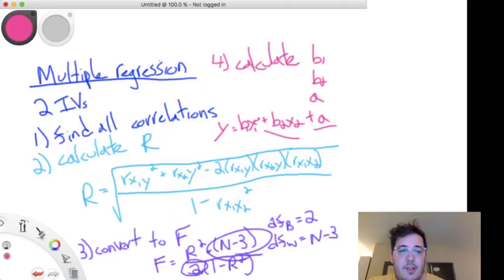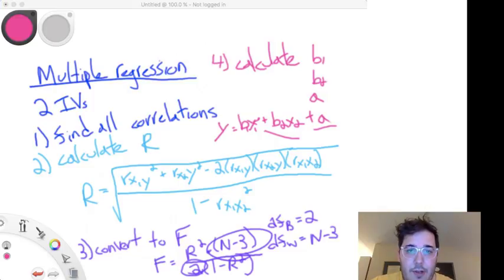Okay, so let me check other questions, and then we will address those. Okay, so now I'm looking at questions about Fisher's Z, simple linear regression. Why does the numerator always equal 2 in multiple regression? And what would be the denominator? Okay, so let's go through some of that.